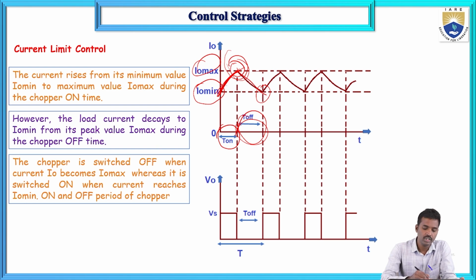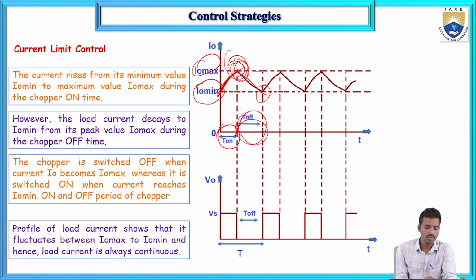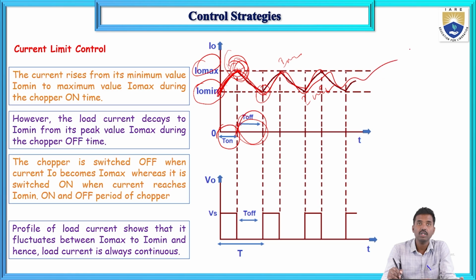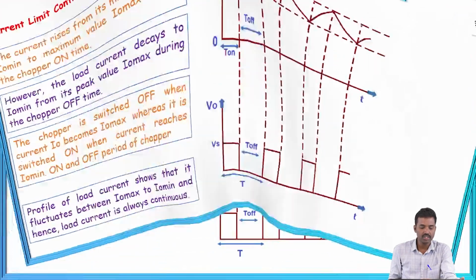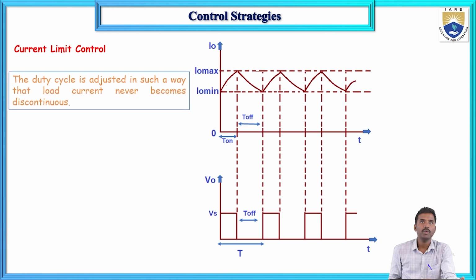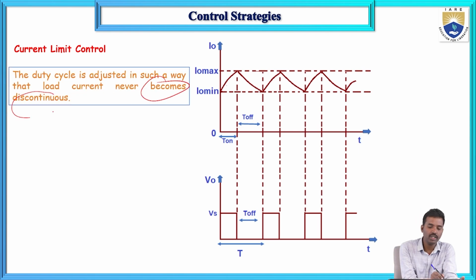The chopper is switched off when it reaches the maximum, and when it reaches the minimum value, it is switched on. Our load current is fluctuating between I naught maximum and I naught minimum, and the load current is always continuous. It is not discontinuous. The duty cycle is adjusted in such a way that the load current never becomes discontinuous.